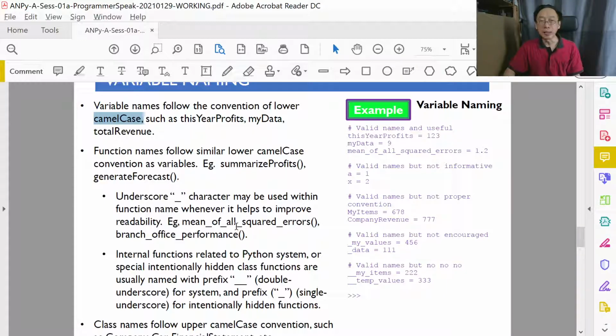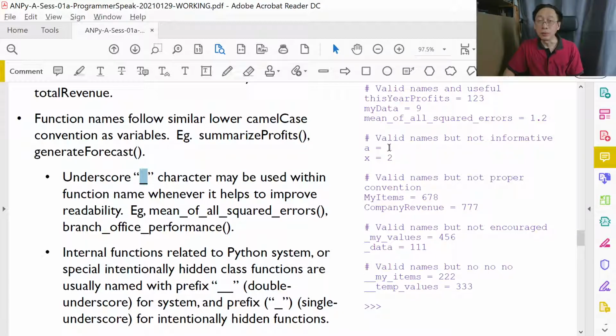There is another convention that is also quite common, but it involves the use of the underscore character. One way to think about that is this: the mean of all squared errors. In this case, there are 5 words. We could have done word boundaries like mean, then capital O, then small f, and so on. We could have done the camel casing convention, but in this case, the programmer chooses to use underscore in place of spaces for every word boundary.